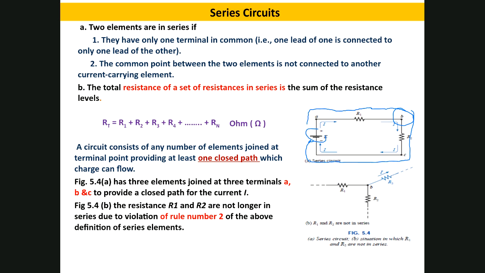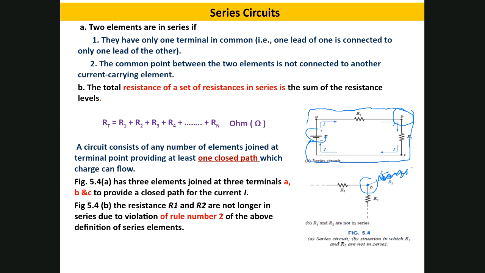But we have another condition for the series circuit, which is that the flow of the current is not supposed to branch or carry another element, like in this figure 5.4. I have here R1, R2, and at the same point, which is B, connected with another resistor, R3. So in this case, I can't say this configuration is series. Why? Because this point here is carrying another element. So there must be no other element at the same point.